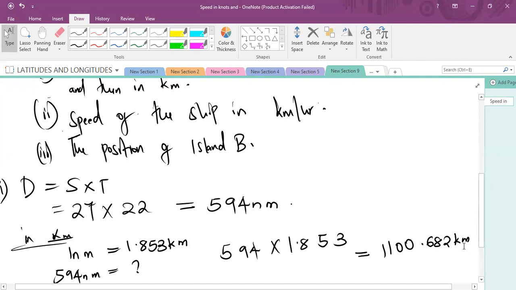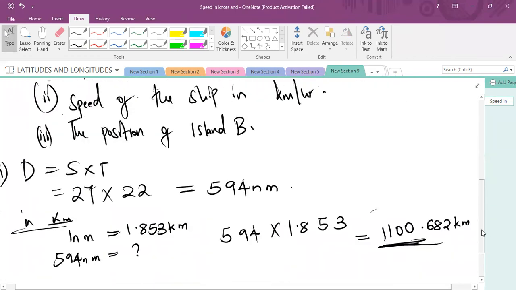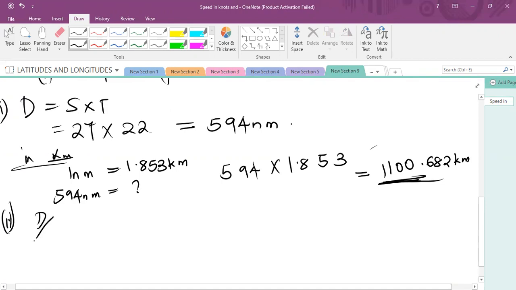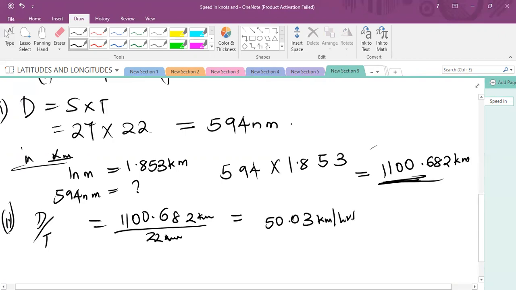Then the next question is asking for the speed of the ship in kilometers per hour. Now we already have the distance in kilometers and we already have the time, 22 hours, that it took to reach B. So what is the speed of the ship in kilometers per hour? Now from this formula here, speed is equal to distance over time. So we will have 1100.682 kilometers over the time that it took, which is 22 hours. And what will this give? This will give us 50.03 kilometers per hour.